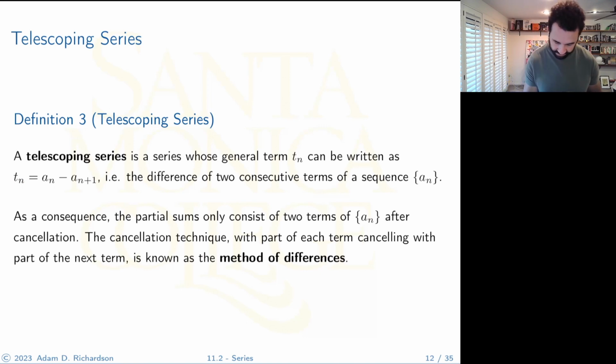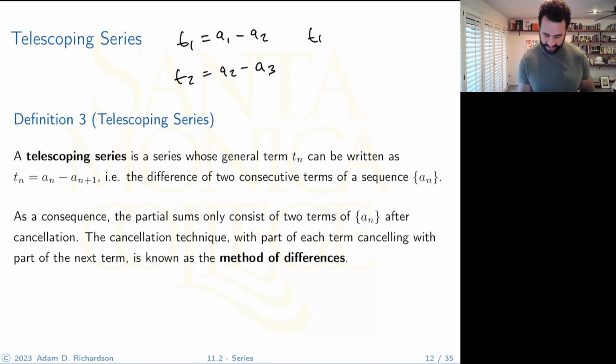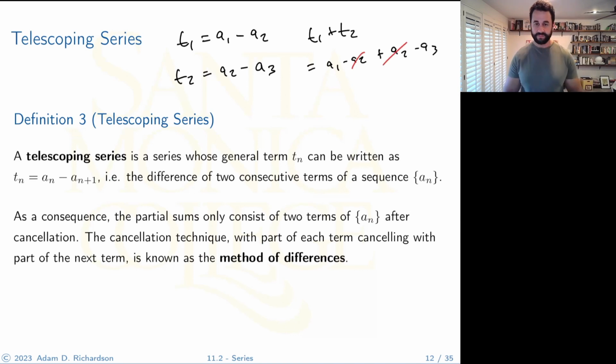But with a telescoping series, because the terms can be written as this difference, you get a whole bunch of cancellations, as we're going to see in a minute. Because for example, if T1 is A1 minus A2, T2 is A2 minus A3. But then when you add T1 plus T2, what you get is A1 minus A2 plus A2 minus A3. And then here you can see that A2 cancels. And what we're left with is A1 minus A3. Right? So that's what a telescoping series looks like. It's almost like the intermediate terms end up canceling each other out, and you're just left with the first and the last term, or some combination of like terms that are left over at the end. This technique in general, where you're canceling part of each term with part of the next term, is called the method of differences.